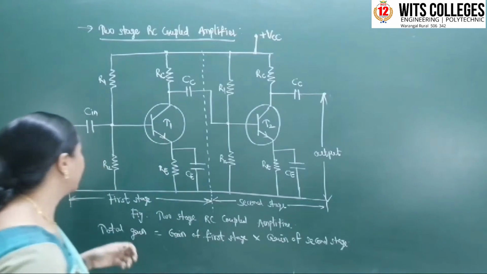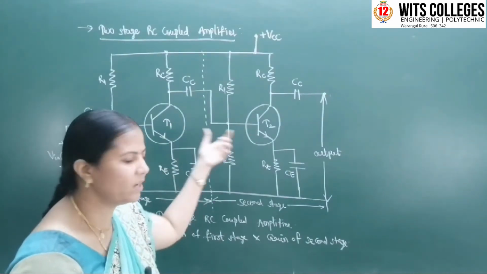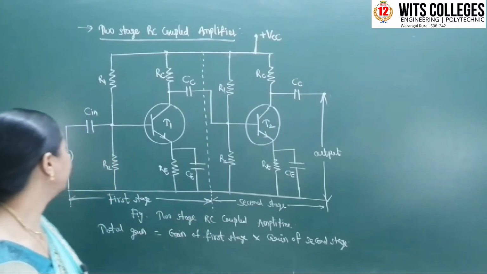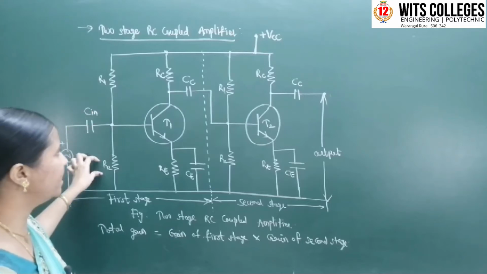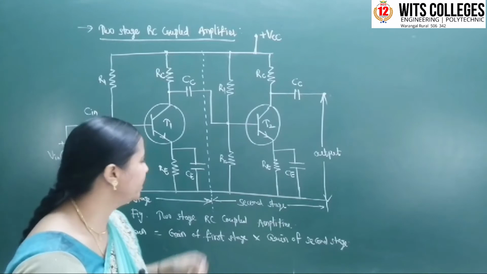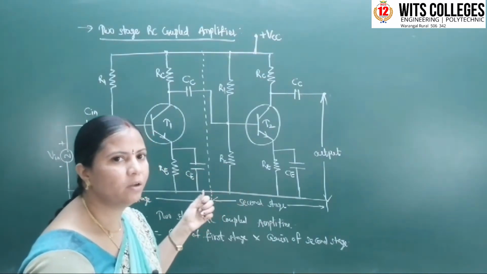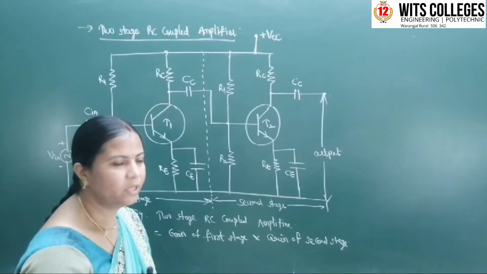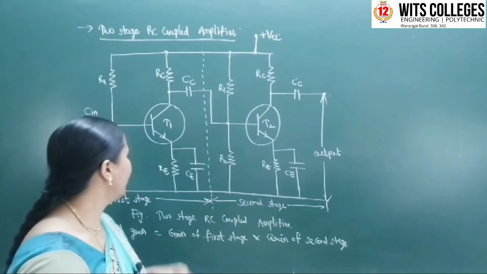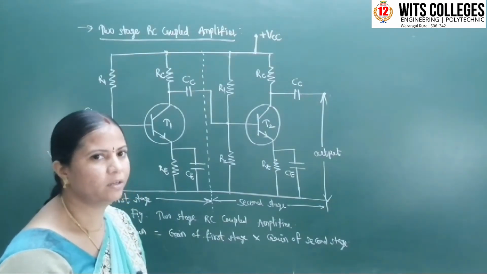Coming to the circuit construction, here we are using two transistors T1 and T2. That's why it is a two-stage RC coupled amplifier. Here the resistors R1 and R2 provide the voltage divider biasing network. So the RC coupled amplifiers are connected by using the voltage divider biasing network. R1 and R2 provide voltage divider biasing, and the resistor RE provides the stabilization network.